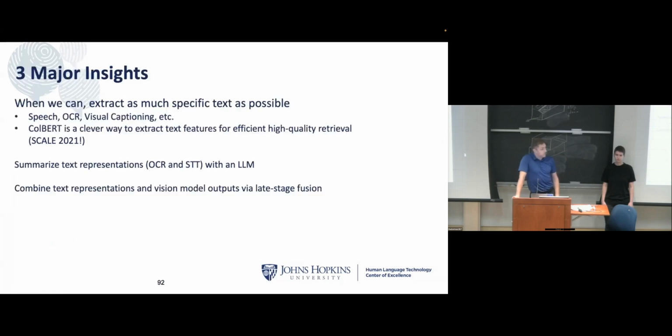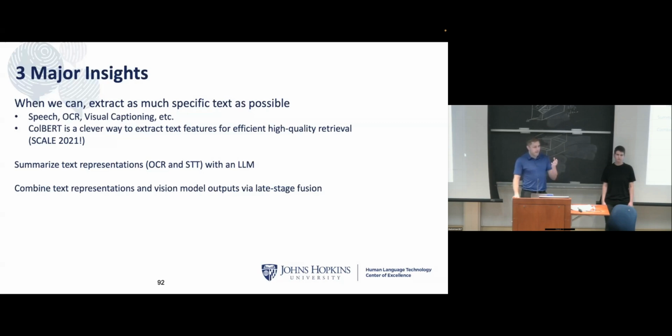So there were many experiments that we ran through SCALE, and I will not cover even close to all of them, but I wanted to highlight three major insights that resulted in a larger boost in performance. When we can, we want to extract as much specific text as possible from any source that we can get: from speech, from OCR, and from visual captioning if we can. As Kate mentioned, visual captioning is often vague and flowery language, which sounds very nice, but when you have 100,000 vague descriptions, it's not actually that useful for retrieval.